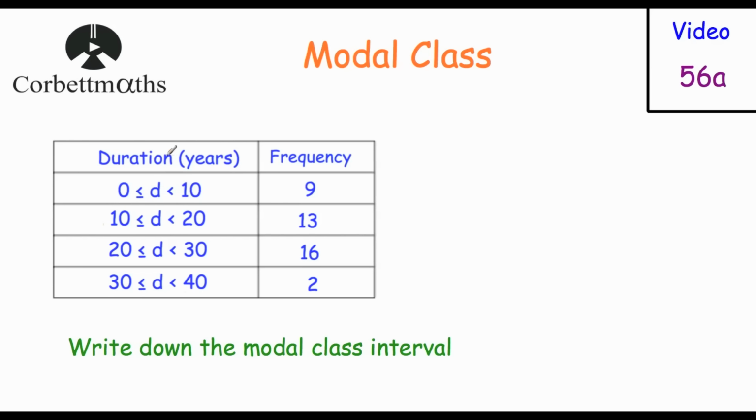Sometimes with grouped frequency tables, what we need to do is find the modal class interval. So remember the word modal, it's similar to mode, and that just means the most common class interval. So the most common class interval, well, we just look at the frequencies. So we can see that this category with 16 as the frequency is the most common. So that means that this is our modal class interval. So D is larger than or equal to 20, but less than 30, and that's it. So the modal class interval will be the class interval with the highest frequency. And if you want to recap that in Corbettmaths, it's video 56A.